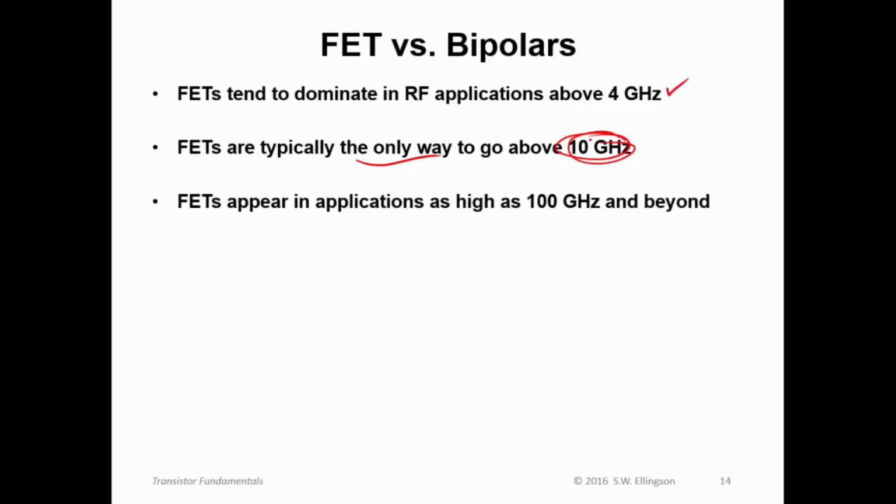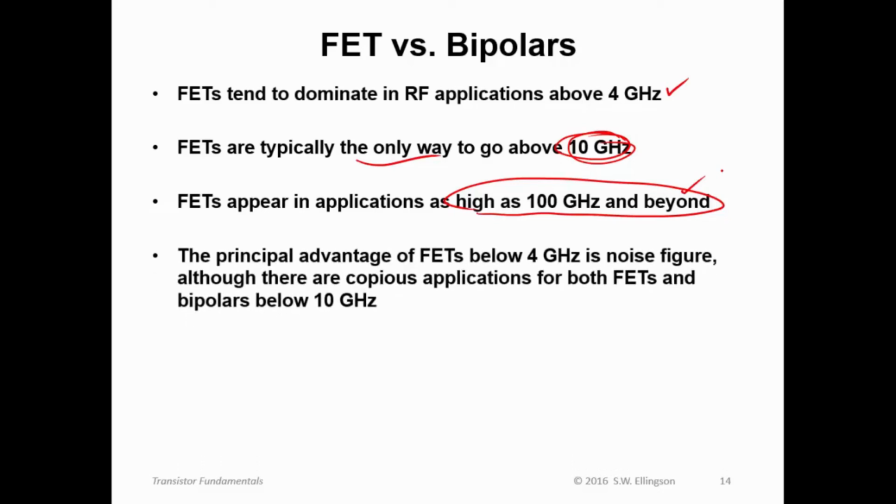FETs appear in applications as high as 100 gigahertz and beyond. So this is now a regime in which bipolar technologies simply are not able to perform. These are typically above the F over T of available bipolar transistors. The principal advantage of FETs below 4 gigahertz is noise figure, for one, although there are copious applications for both FETs and bipolars below 10 gigahertz. So below 10 gigahertz, you will see bipolar and FET technologies appear, with the particular application being the thing that decides between them.